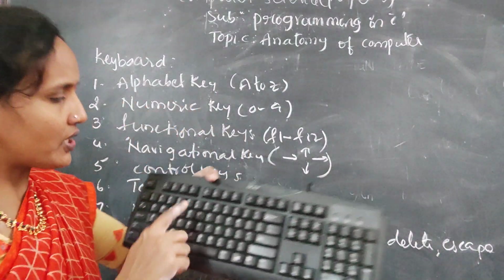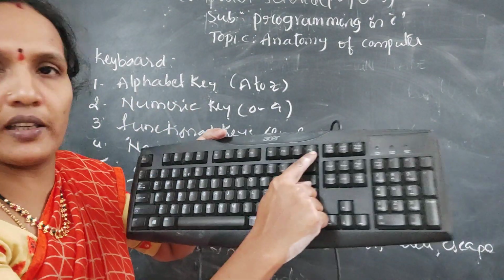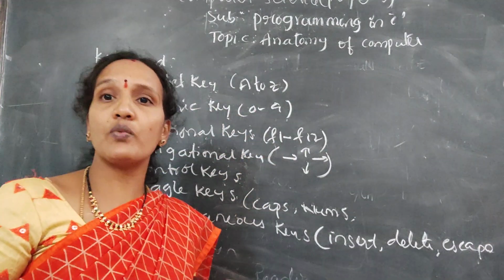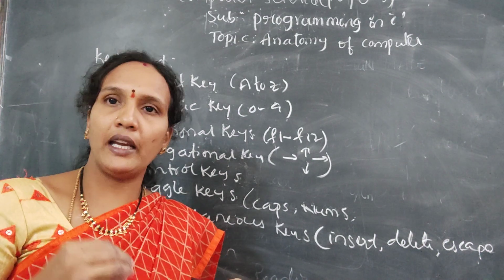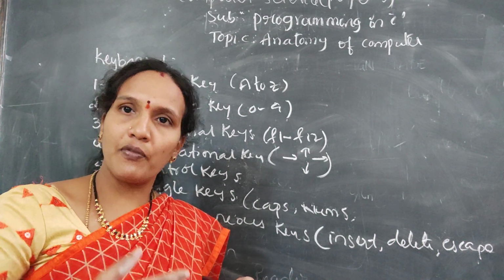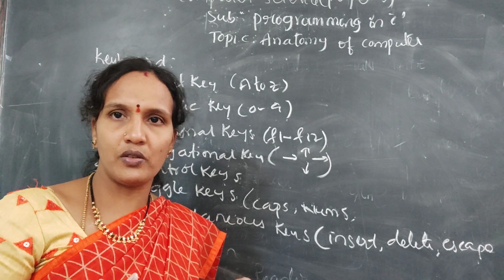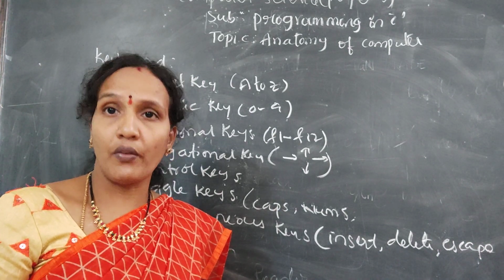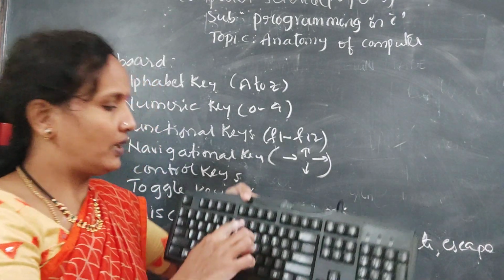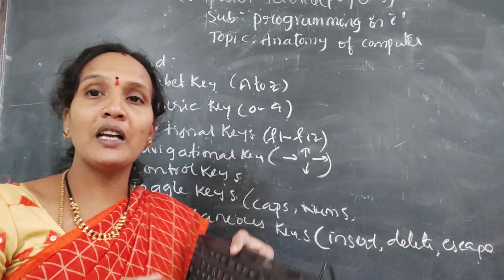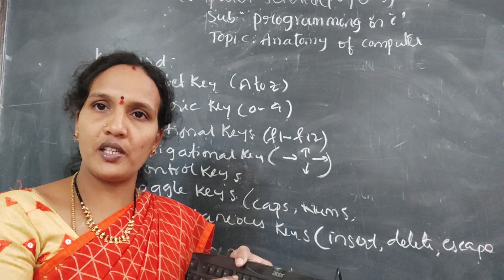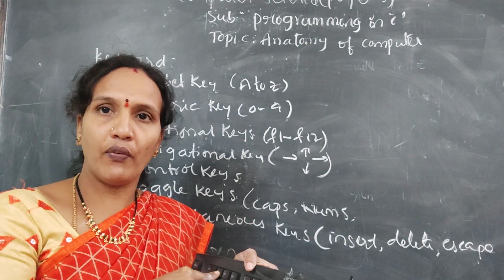Now what is the next one? Functional keys. See, these are all functional keys. F1 to F12. So in total 12 keys we have. And each and every key has a special function. Okay, and that special function is again dependent on the operating system and the application software you are using. The general one is F5. Here F5 key is used for refreshing the system. Okay, that is a common key used for refreshing the system, and F2 for saving a file.